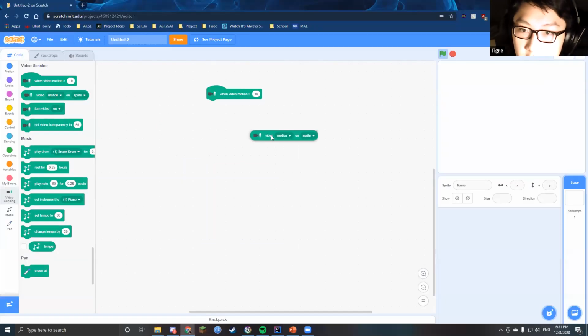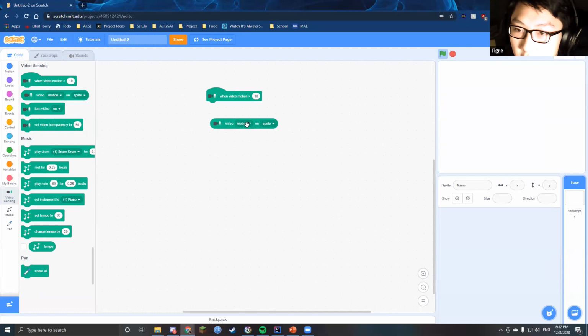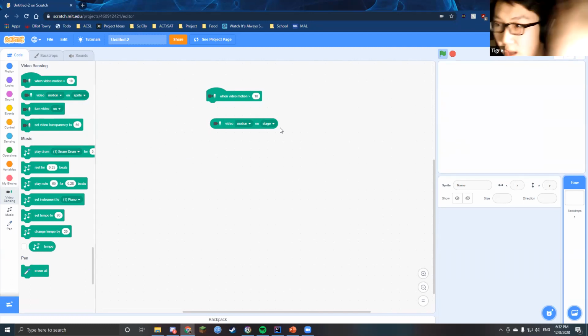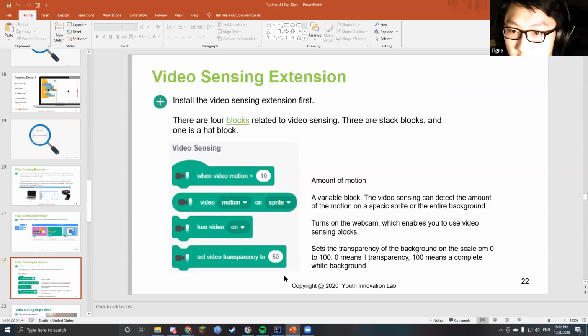And the second block is a variable block, which allows you to set the motion on either the background or on a specific sprite, over the location of a specific sprite, as a variable. So that'll be a number that the camera determines to be the amount of motion, like how fast you're moving, how much change there is, how crazy it is. And that'll be the variable that you can set there.